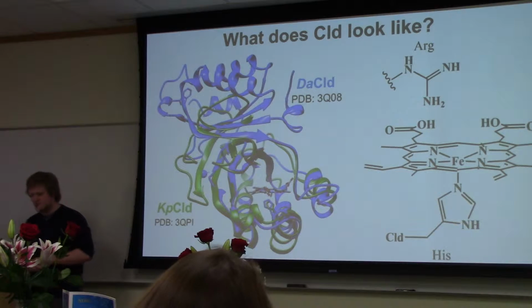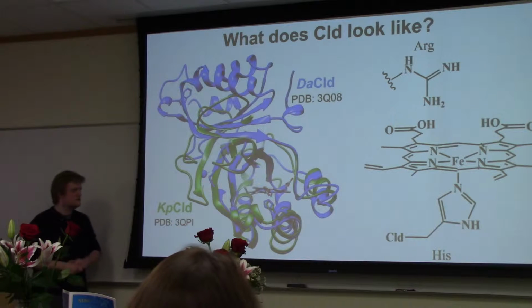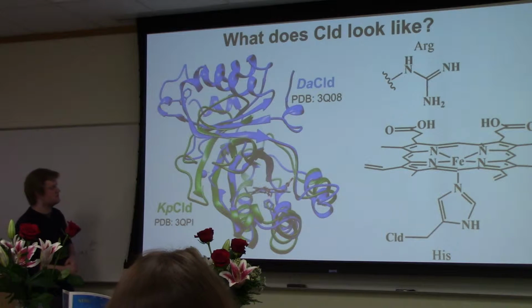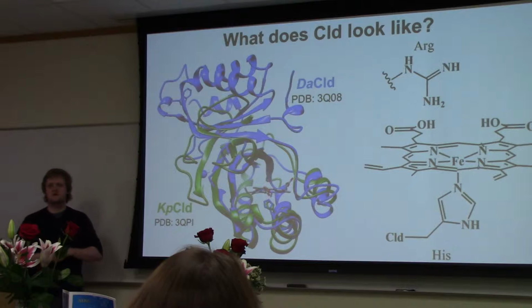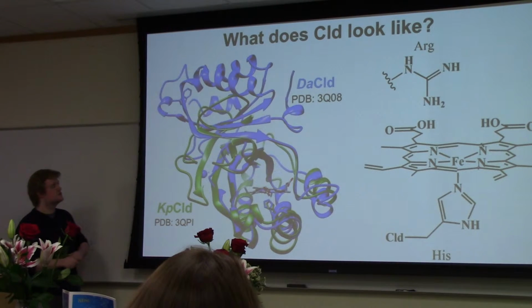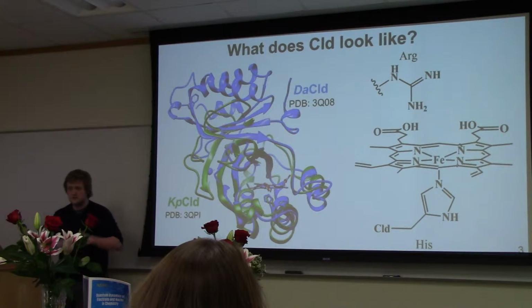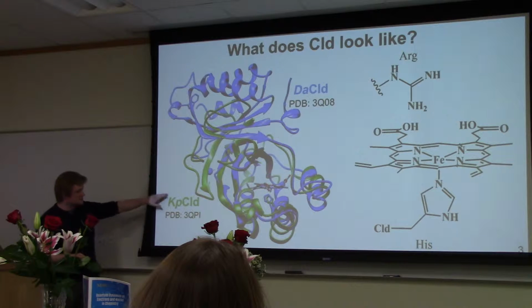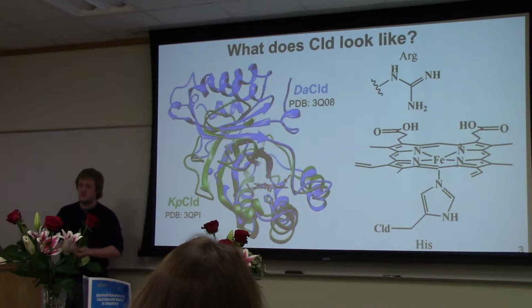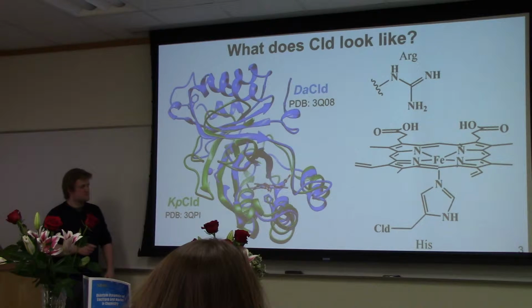So what does it look like? Well, this is a three-dimensional pictorial diagram of what the protein backbone of chlorite dismutase looks like. In blue, I have the chlorite dismutase from a species known as Dechloromonas aromatica, a soil-dwelling bacterium. In green, this comes from Klebsiella pneumoniae. As you may know, due to pneumonia, it can actually be a pathogen. So the idea here is that they are actually found across a wide range of gram-negative bacteria.